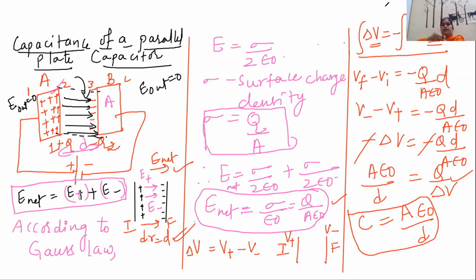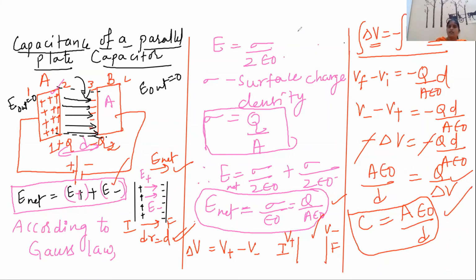So now we have taken a simple logic for the capacitance of a parallel plate capacitor. The net electric field is given, the potential difference is calculated, and on combining the potential difference and electric field between the plates, we get Q by delta V as A epsilon naught by D, which is the capacitance of a parallel plate capacitor.